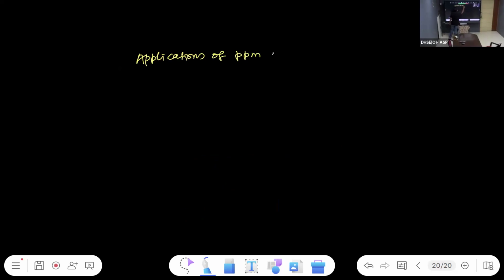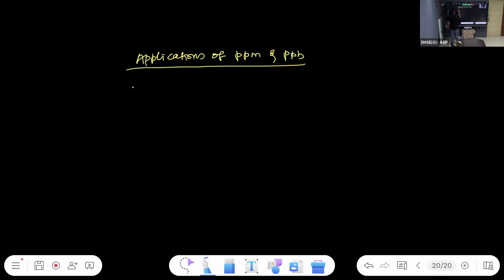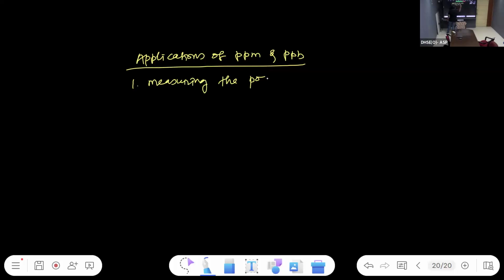Applications of ppm and ppv. Okay, first, measuring the pollutants in air.